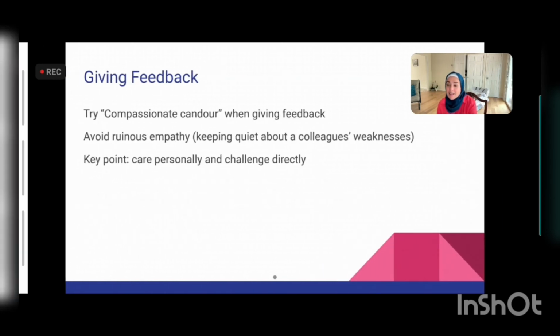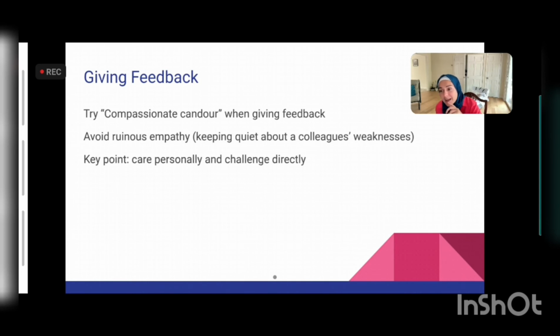Giving feedback. Try compassionate candor. Now, feedback is so important for all of us. We need it to show evidence of our progress. We need it for revalidation in the UK, for appraisal. So we are often asking for feedback because we need it for our portfolio.